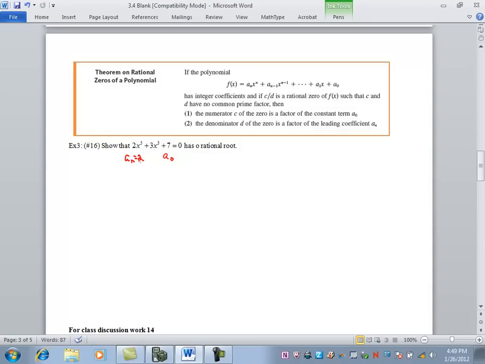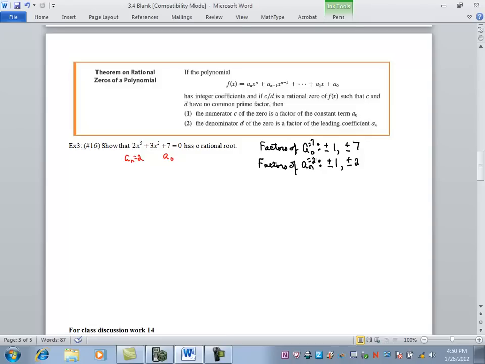Alright, so what we need to think about here as we get ready to do this problem, we're going to look at the factors of a sub naught, and the factors of a sub naught are plus or minus 1 and plus or minus 7. Now my factors of a sub n are plus or minus 1 and plus or minus 2. Remember, a sub naught equals 7, a sub n equals 2.